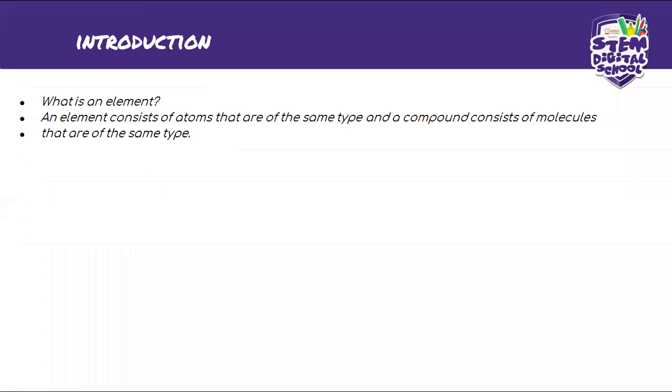All right. Now, what is an element? An element consists of what? Atoms that are of the same type. And a compound consists of molecules that are what? Of the same type. Okay. So, for example, an element, sodium, is sodium atoms only. Let's say a compound, for example, water, H2O, is only water molecules.